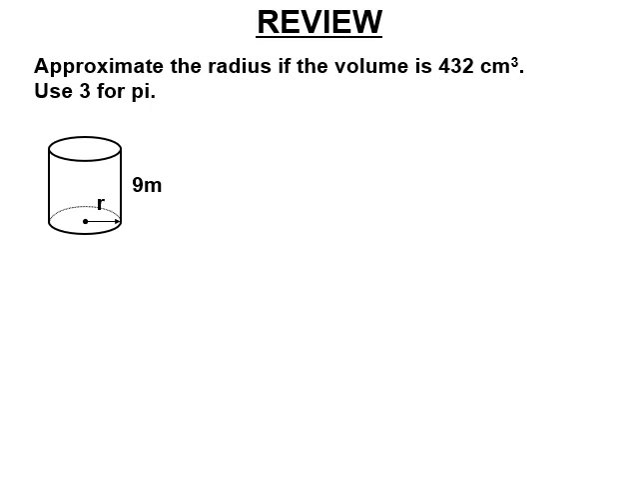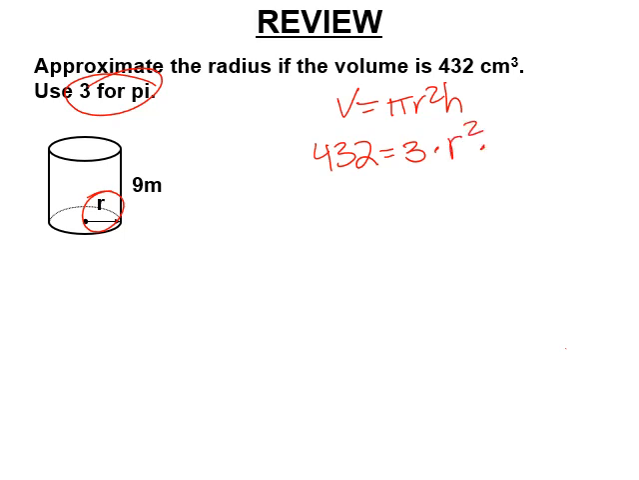All right, so here you're finding the missing radius. This is what we did in the last lesson. So this is a cylinder, pi r squared h. We know the volume is 432. It says use 3 for pi, just so people won't reach for a calculator. We don't know r, and the height is 9 centimeters. That's this distance from the 2 bases. 3 times 9 is 27, so we have 432 equals 27r squared.